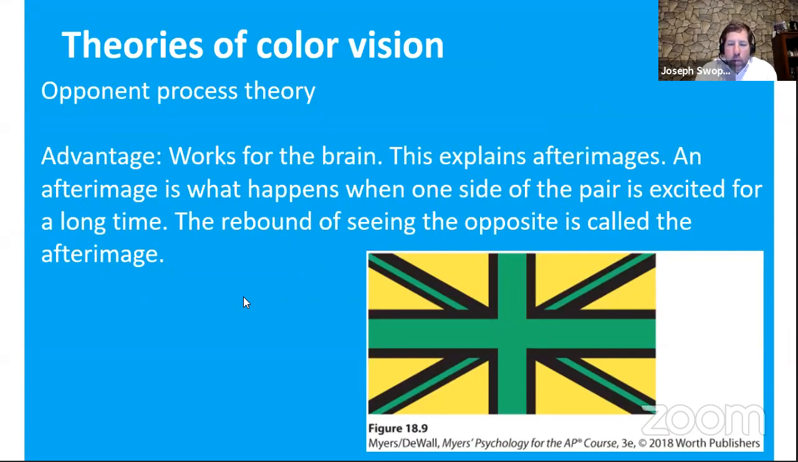And I'm sure you've played with these illusions. If you haven't, maybe search one up, stare at this image for about 30 seconds, keep your eyes focused on it for 30 seconds, and then transfer your gaze to maybe a white sheet of paper, and you'll see the opposite flag with different colors, the blue, red, and white. Okay.